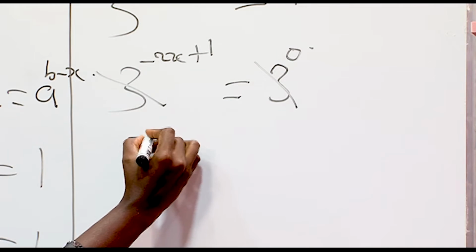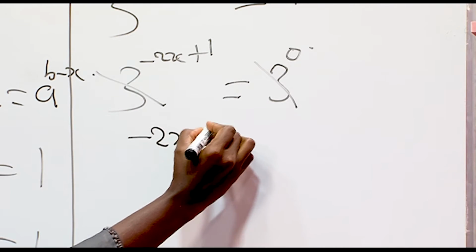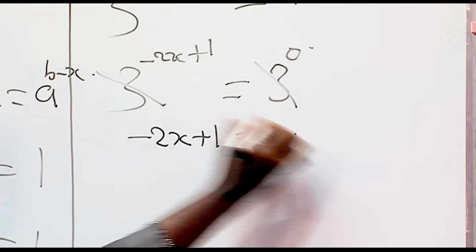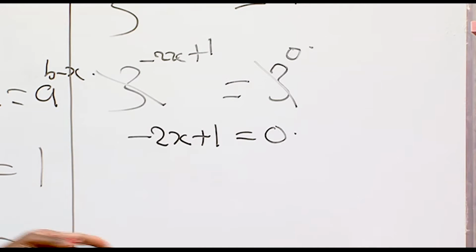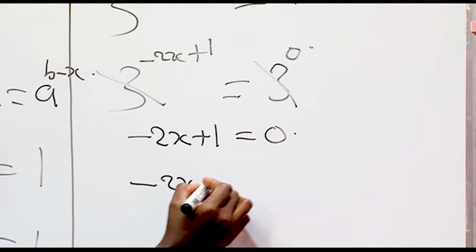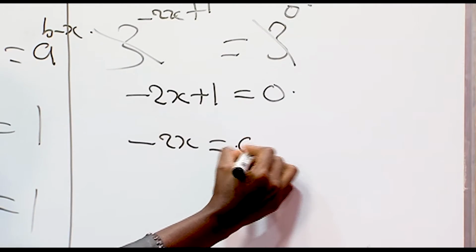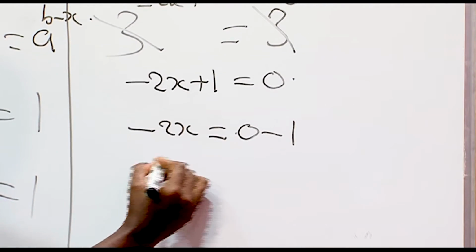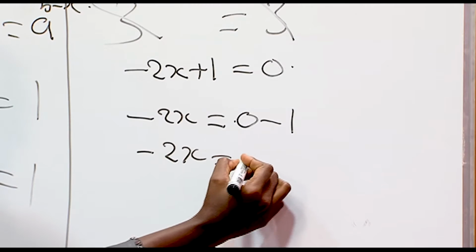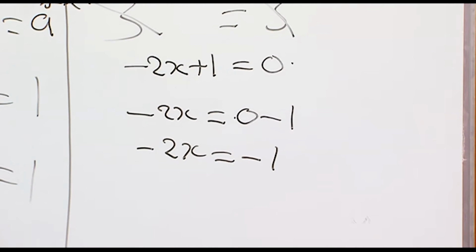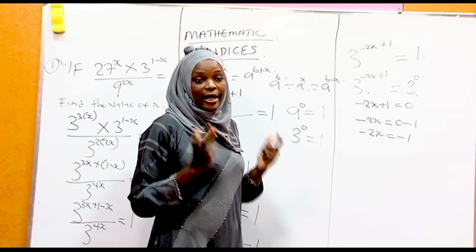Equating their power, you have minus 2x plus 1 equals 0. We can collect like terms from here. This is minus 2x equals, taking plus 1 to the other side, it becomes 0 minus 1. That's minus 2x equals minus 1. Remember, we are looking for the value of x.